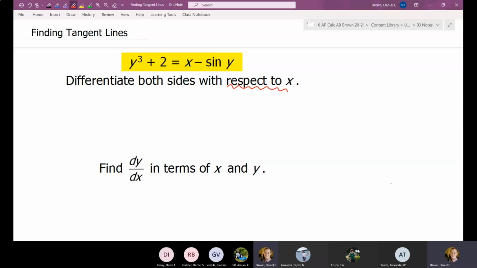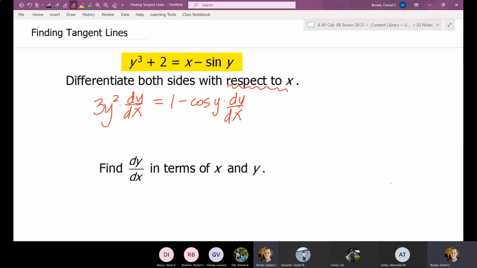So y cubed is going to become 3y squared. I had a y; I wish it was an x. 2 is a constant. What's its derivative? 0. That's nice. And then we had the derivative of x, which is going to be 1. And then the derivative of sine, which is cosine. And then again, I had a y, and I wish it was an x. That first part of the instructions is just telling you to do that piece.